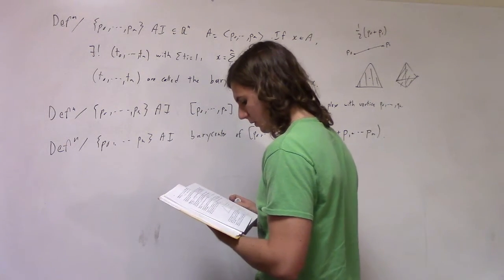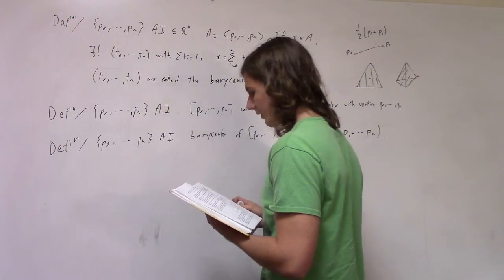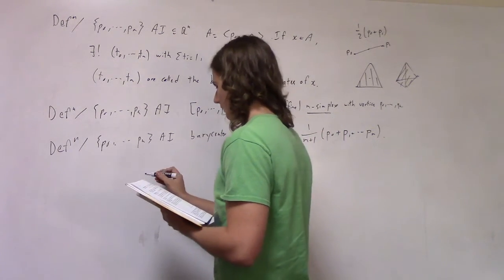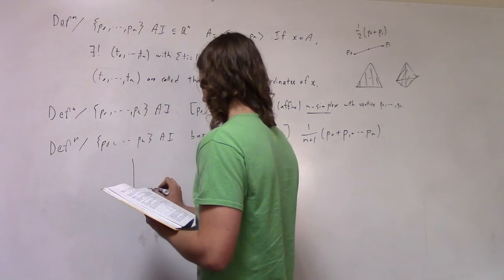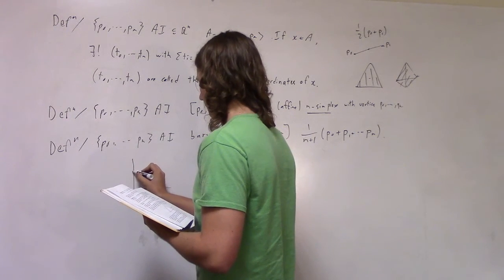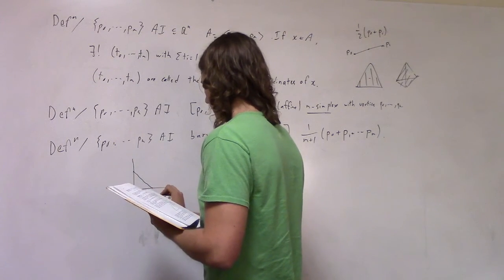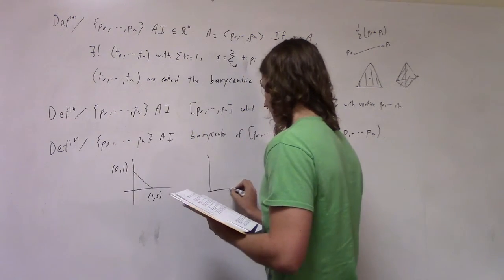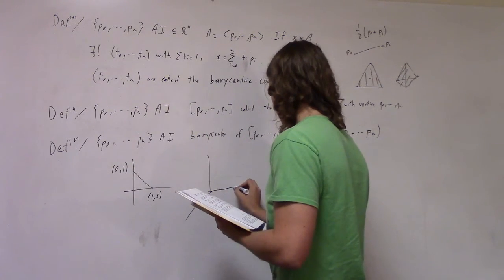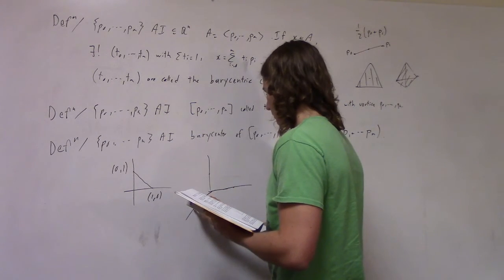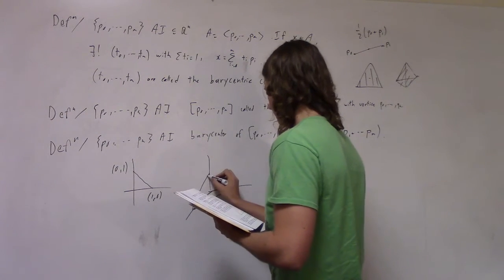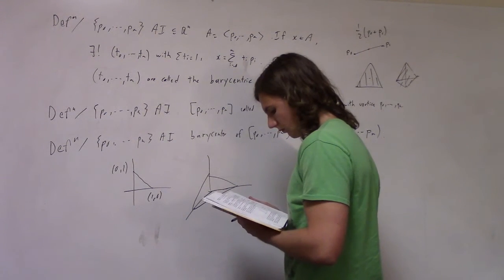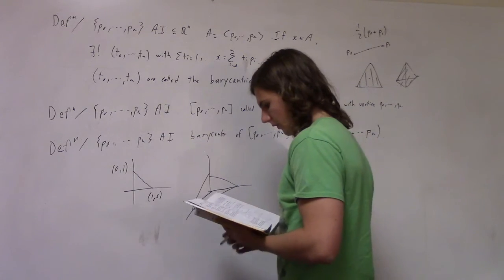Okay, and then in example 2.5, he talks about the standard M simplex. For example, in R2, the standard simplex is going to be the line between (1, 0) and (0, 1). Here in R3, it's going to be this triangle between (1, 0, 0) and the other basis vectors. So it's the convex hull of the standard basis.